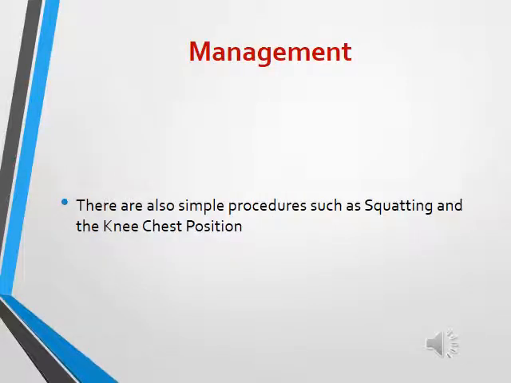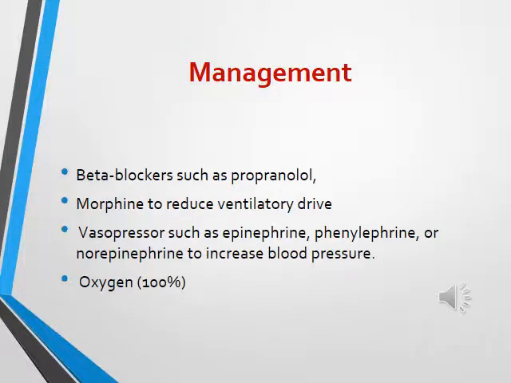Management: place the child in squatting position or knee chest position. This increases the aortic wave reflection, increasing the pressure on the left side of the heart and decreasing the right to left shunt. Medical management: beta blockers, morphine, vasopressors such as epinephrine, and oxygen 100%.